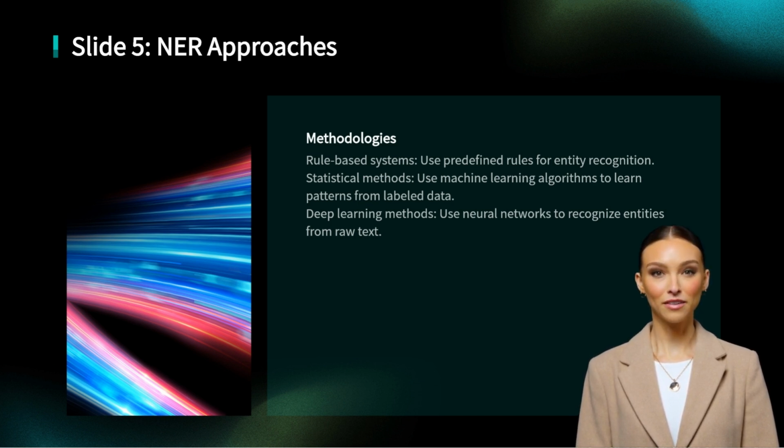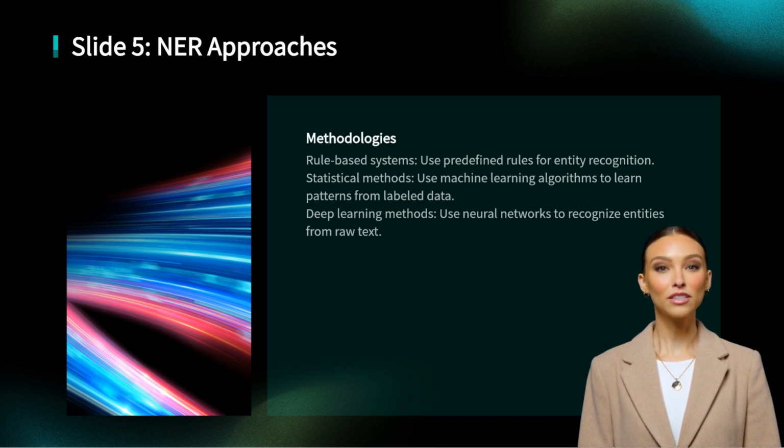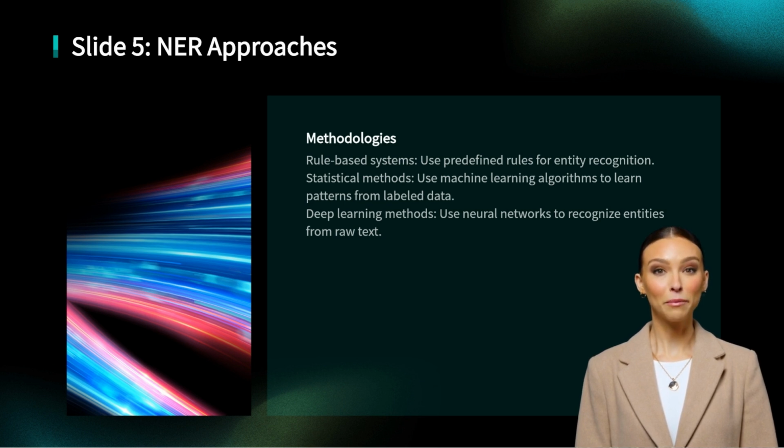Statistical methods: these methods rely on machine learning techniques such as hidden Markov models, HMMs, and conditional random fields, CRFs. These systems are trained on labeled datasets and learn the statistical relationships between words and their associated entity types. They can handle more variability in the data compared to rule-based systems. Deep learning methods: more recently, deep learning techniques, especially recurrent neural networks, RNNs, LSTMs, and transformers, e.g., BERT, GPT, have shown impressive results for NER tasks. These models can learn complex patterns and dependencies in text, making them more robust and adaptable to new data.